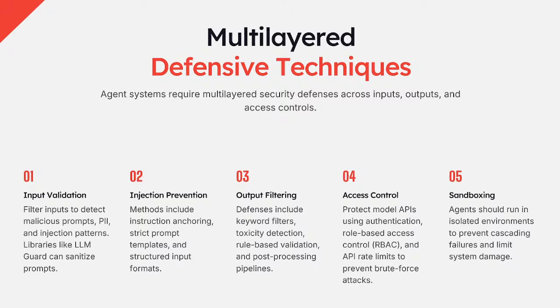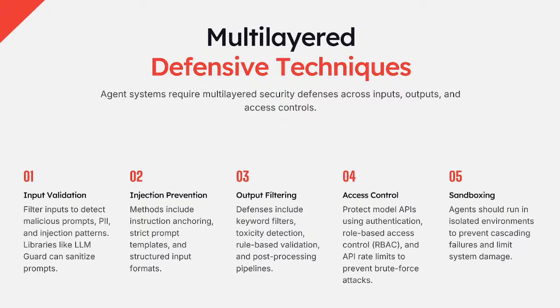Then output filtering. Defenses include keyword filters. We can filter keywords. Thank God for vector databases, where you can use keyword search and vector search so that the LLM can know what to retrieve and what to return. So toxicity detection, like sexual content, like profane input and output can be redacted at this stage, and the rule-based validation and post-processing pipeline, everything can be taken care of.